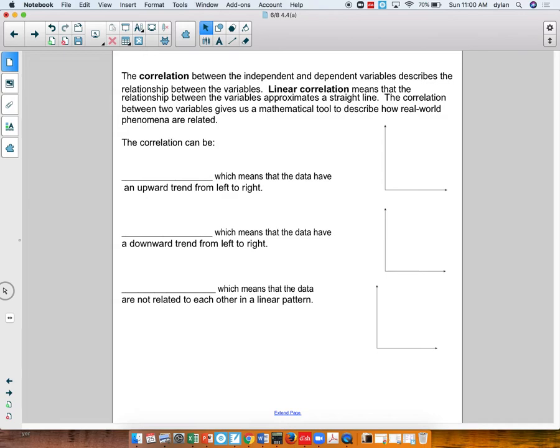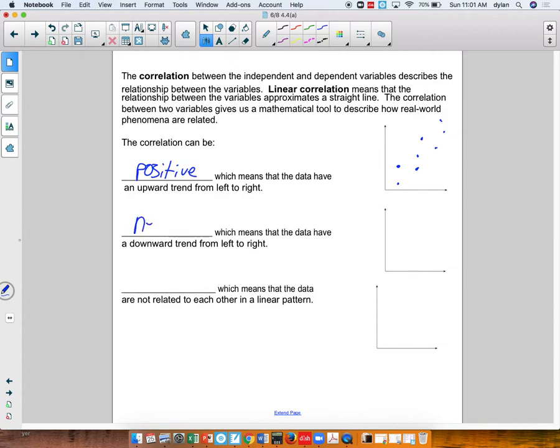The correlation between two variables is essentially a mathematical tool that helps us relate real-world data to one another. And correlation basically has three options. Correlation can be positive, and if correlation is positive, it means that the data have an upward trend from left to right. So in other words, an example of positively correlated data might be if you collected a bunch of data in a data set and it kind of looked like this. It has an upward trend from left to right.